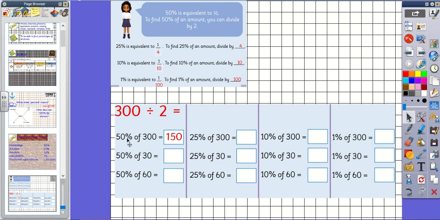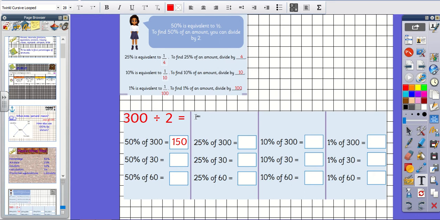So remember, when you are finding 50%, you divide by 2. You can use short division if you are not confident with your halves, that's absolutely fine. Moving on to 25% then. When we do 25%, as it says up here, we divide by 4. So we are doing 300 divided by 4.